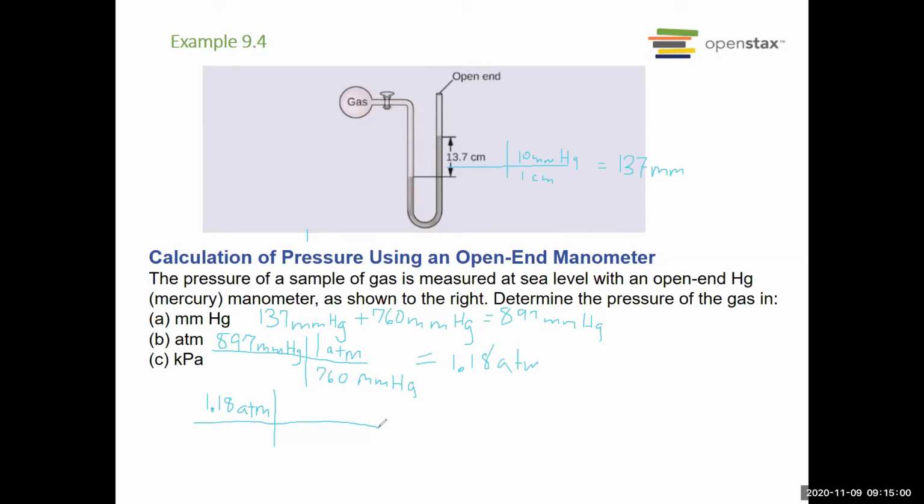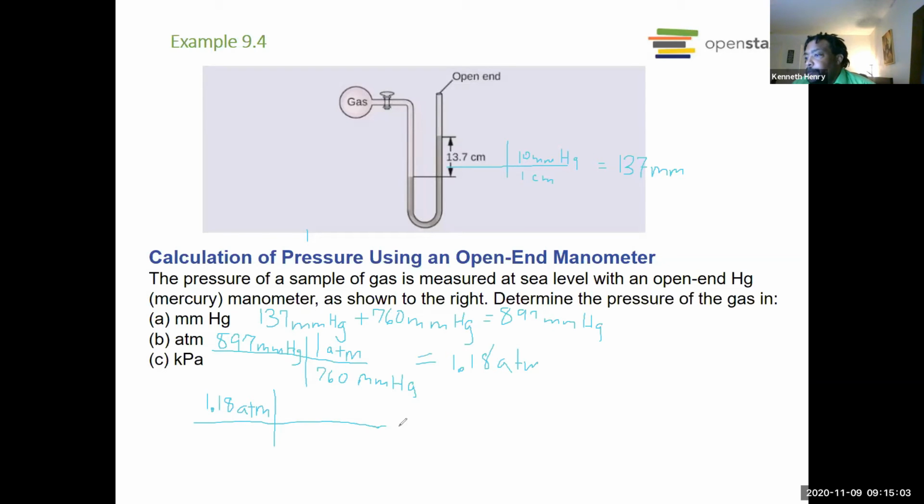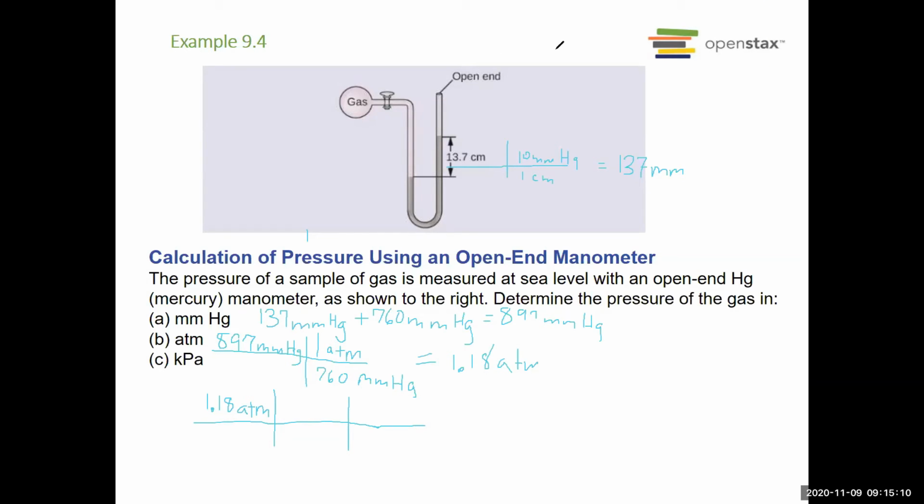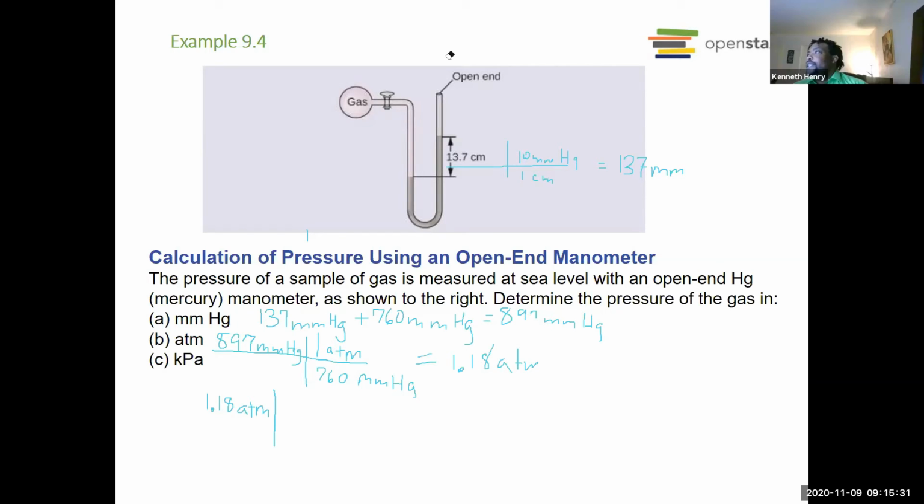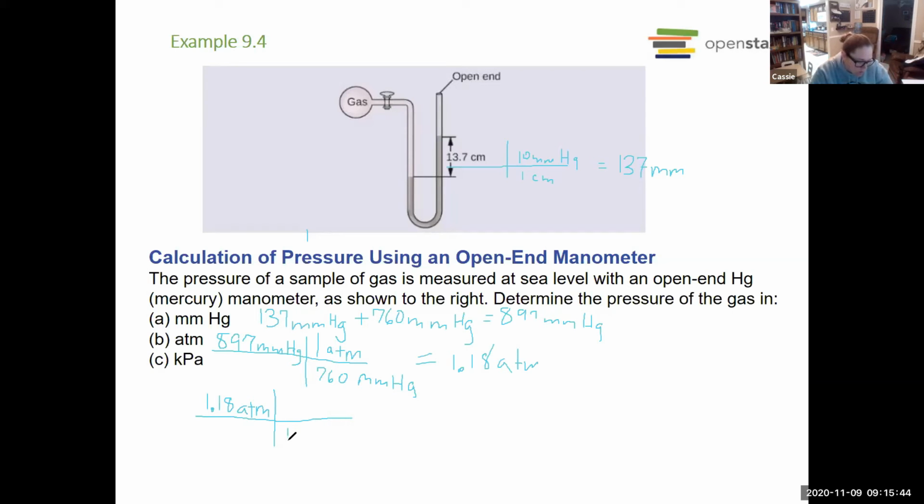I'm not sure, to be honest. Alberto, how am I going to convert 1.18 atmospheres to kilopascals? There's a conversion unit, but I don't know what exactly it is. Cassie, do you want to help him out? You're going from what to what? We're going from atmospheres to kilopascals. For every 1 atmosphere, there's 101.3 kilopascals.